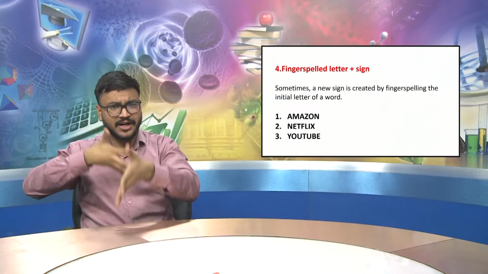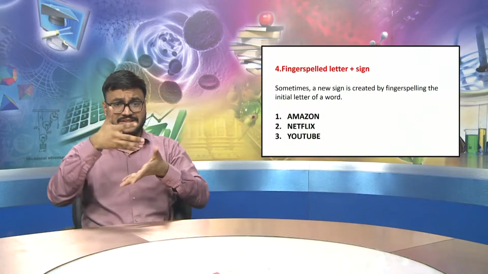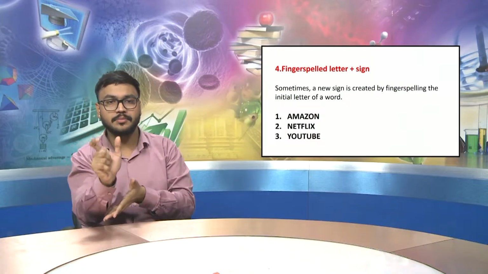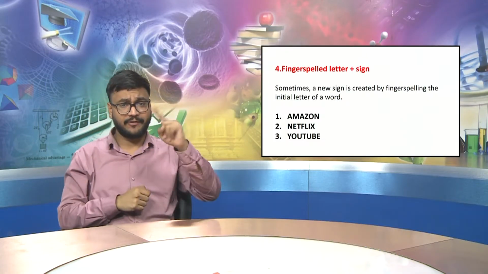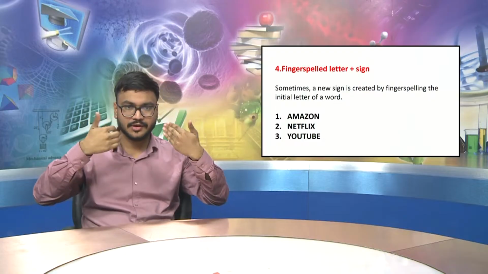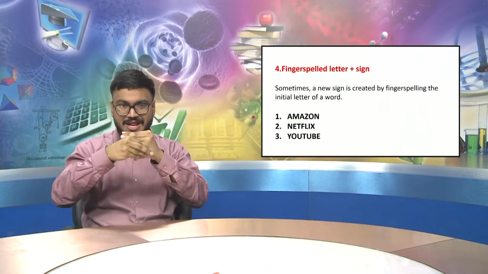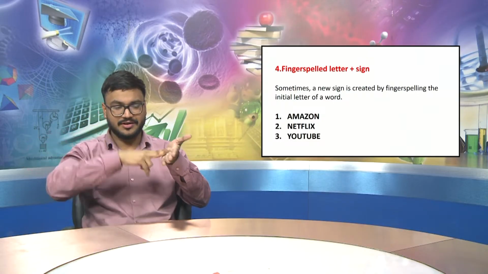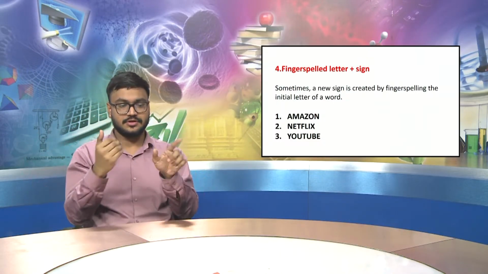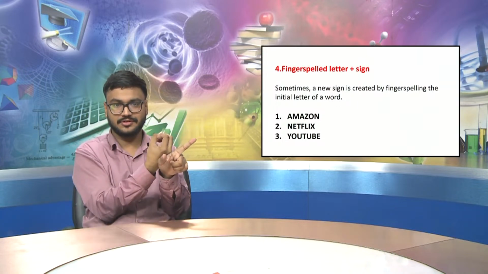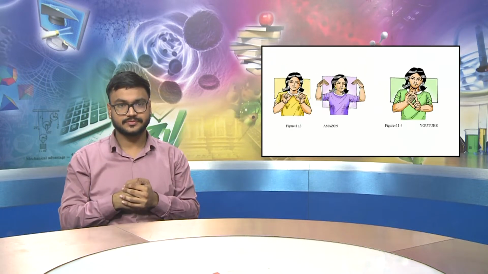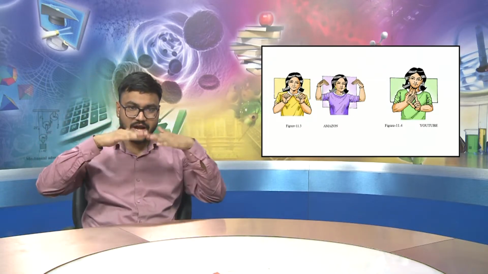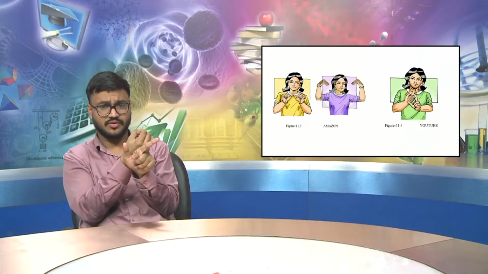Fourth, finger spell letter plus sign. Sometimes a new sign is created by finger spelling the initial letter of a word. First, Amazon. This is the sign for Amazon. At first we use the initial of Amazon and then the sign. Next is Netflix. And third one is YouTube. As you can see on the screen, the sign of Amazon, and the other sign is YouTube.